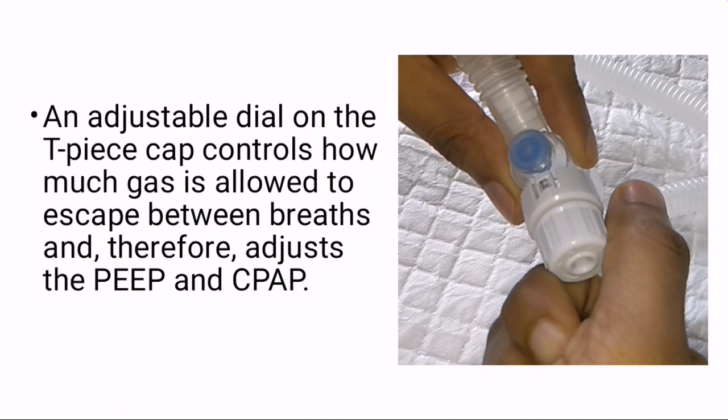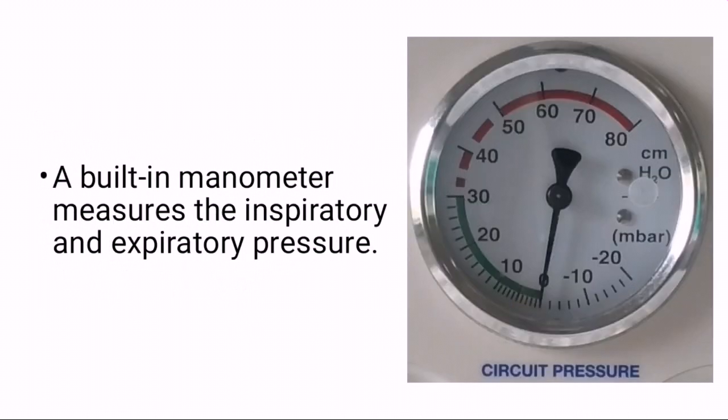And this is the adjustable, rotatable dial. This adjusts the PEEP or the CPAP. And this is the built-in manometer. It measures the inspiratory and expiratory pressure while giving positive pressure ventilation. Usually we start with a PIP of 20 to 25 centimeter water. Sometimes full-term babies may require 30 to 40 centimeter water, but we don't give more than that because it may then cause pneumothorax.